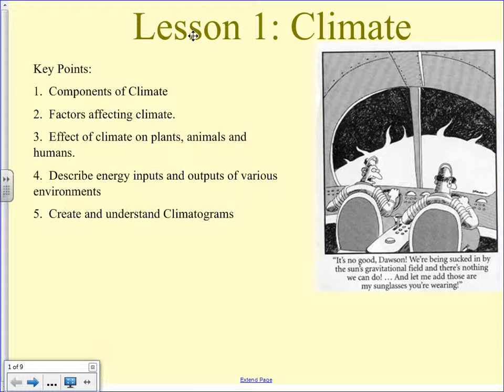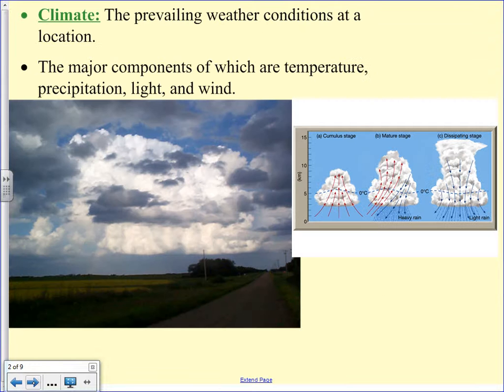And then we're going to talk about climatograms, but that's the activity that I told you we were going to do next week, the one I had to revise a little bit so that we could do it effectively in a shorter period of time. So climate is the prevailing weather conditions at a location, and it would be advisable for you to know that the components of climate are temperature, precipitation, light, and wind.